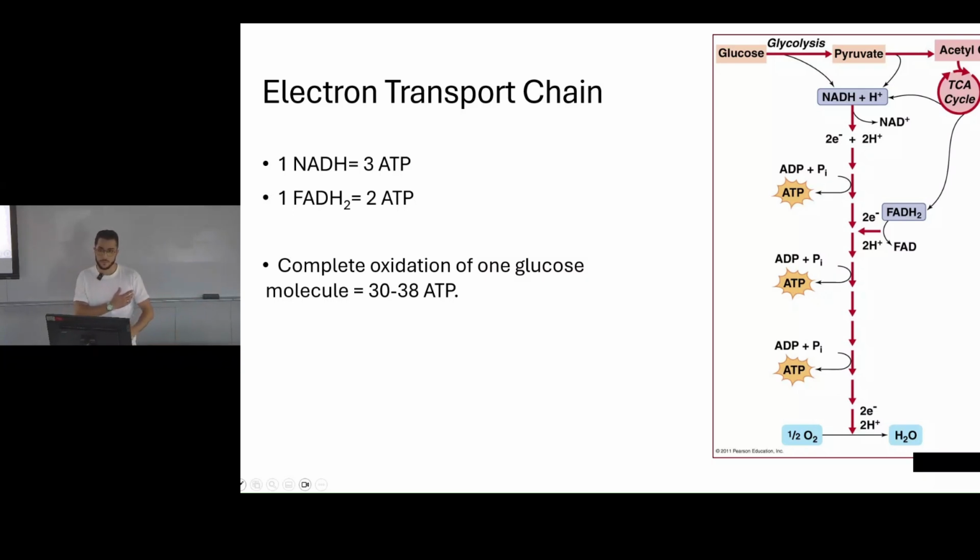okay? But if we're talking about metabolism in general, then yes, it makes sense. NADH and FADH2, they come from different places, okay? Depending on what molecules you have, then you will either be making NADH or FADH2, and this is what each one gives you, okay? But just for your information.